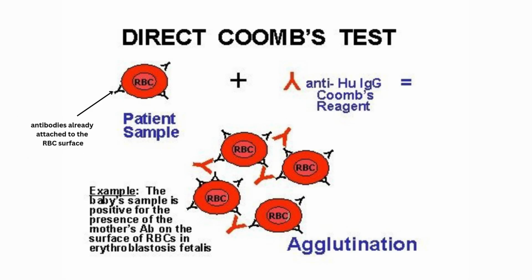Here's how it works. A blood sample is taken. Red blood cells are washed 3 times to remove plasma and unbound proteins. Coombs reagent is then added. If agglutination or clumping occurs, it means antibodies are already attached to the red blood cells. This is a positive result.